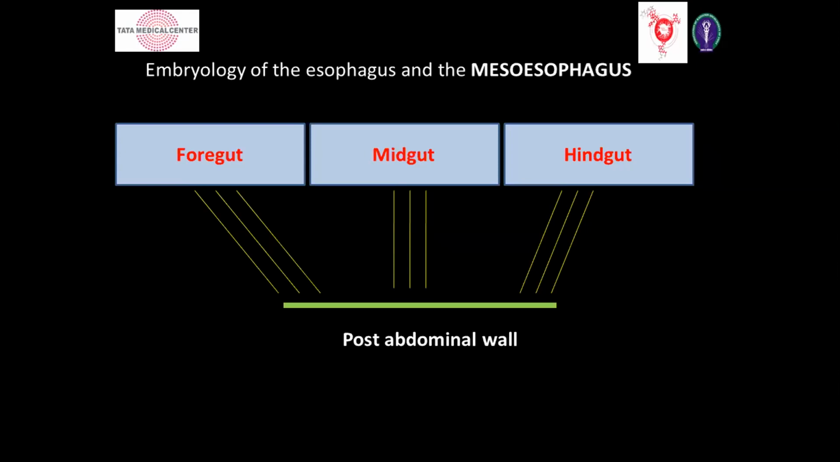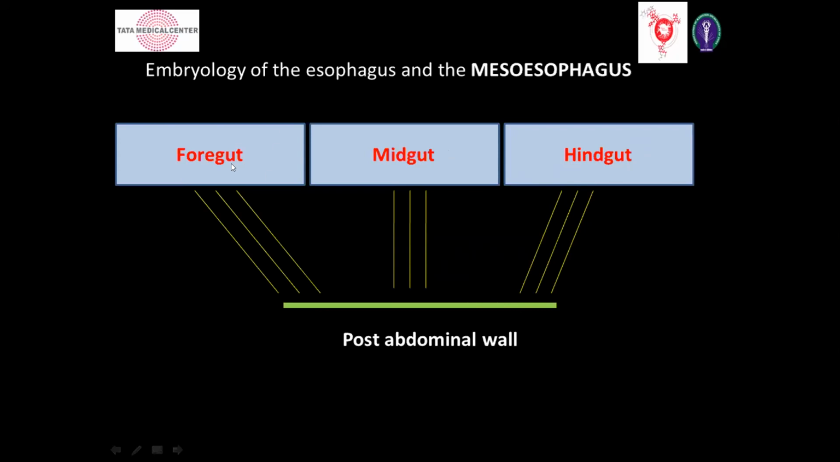Now, during development, different parts of the gut lengthen in different ways. Midgut and hindgut elongation is more, and the connection to the posterior abdominal wall containing the vessels forms the mesentery. In the hindgut, in the rectum, it forms the mesorectum. So if there is a mesentery in the midgut and a mesorectum in the rectum, there has to be a mesoesophagus in the foregut.